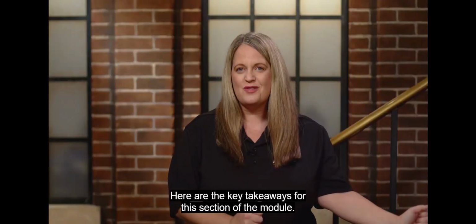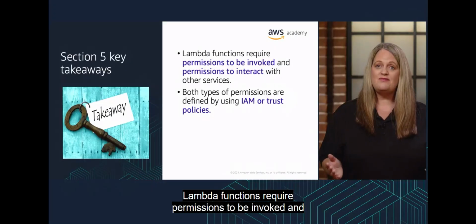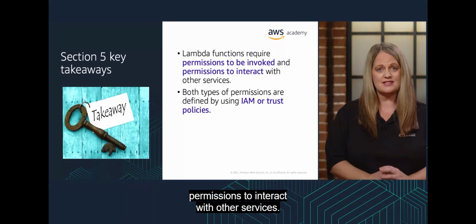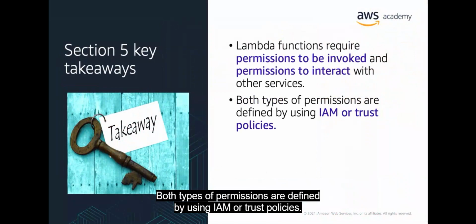Here are the key takeaways for this section of the module. Lambda functions require permissions to be invoked and permissions to interact with other services. Both types of permissions are defined by using IAM or trust policies.